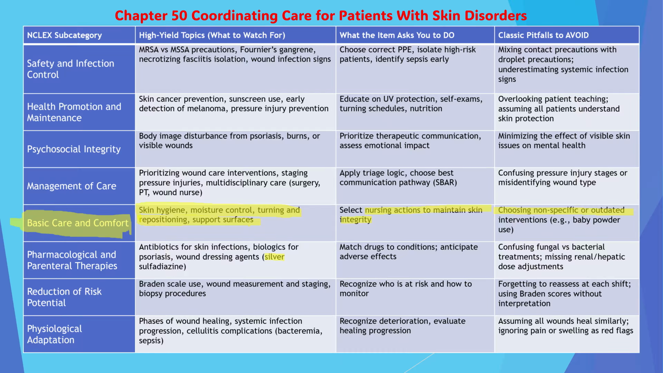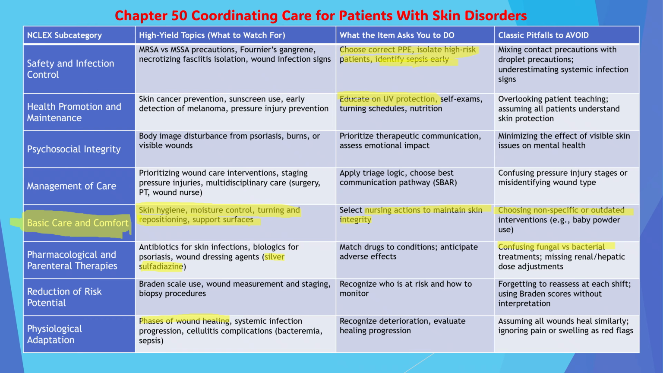Choosing a non-specific or outdated intervention, like baby powder use. Yeah, we use a lot of silver sulfadiazine. Confusing fungal versus bacterial. Again, you see phases of wound healing. Educate on UV protection. Choose correct PPE, isolate a high-risk patient, identify sepsis.